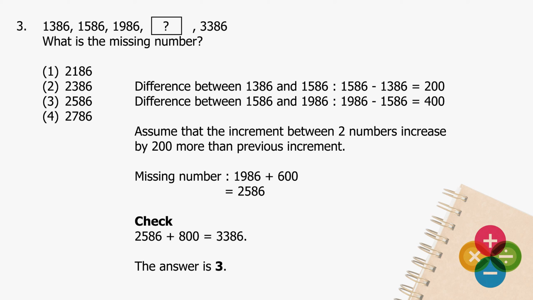Let us assume that the increment between two numbers increases by 200 more than the previous increment. The missing number will be, add 1986 to 600, and the sum is 2586. Let us do a cross-check. Add 2586 to 800, and the sum is 3386. The answer is 3.